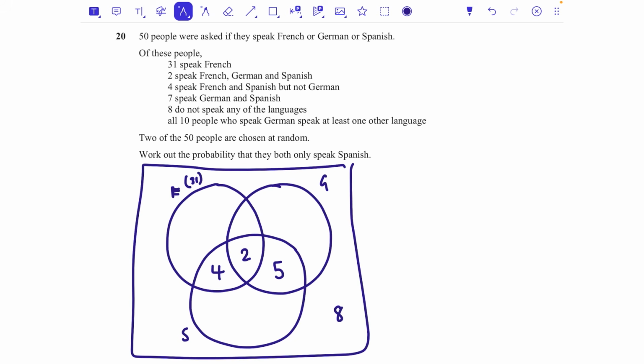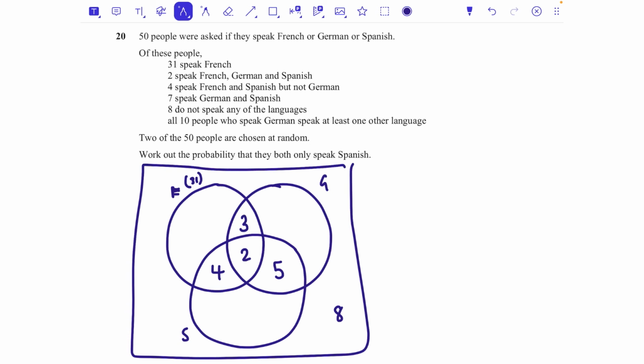So in this German circle, we know that the people that speak at least one other language, which is those sections there, needs to add up to make 10. I've got 2 and 5, which is 7. So I just need 3 more in this bit here.